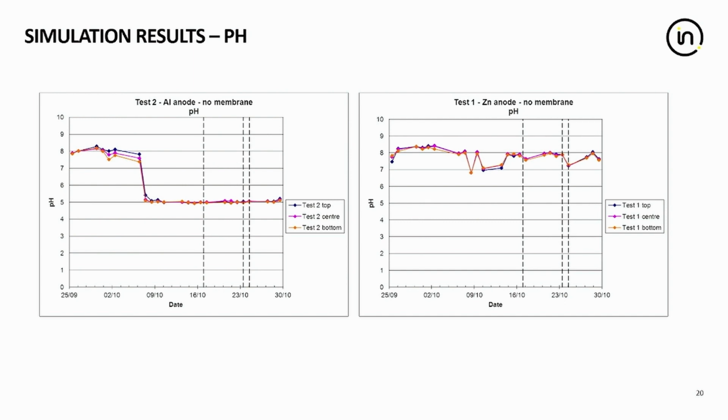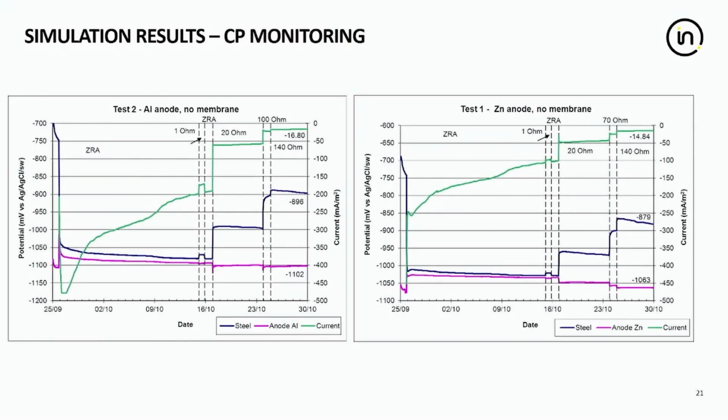So we were also, as I say, monitoring the CP, the potential and current, and on here you can see, if we look at the zinc side, that the current there is shown in green, and we're seeing a drop-off in the current with time, and that's expected as a calcareous deposit forms on the surface.